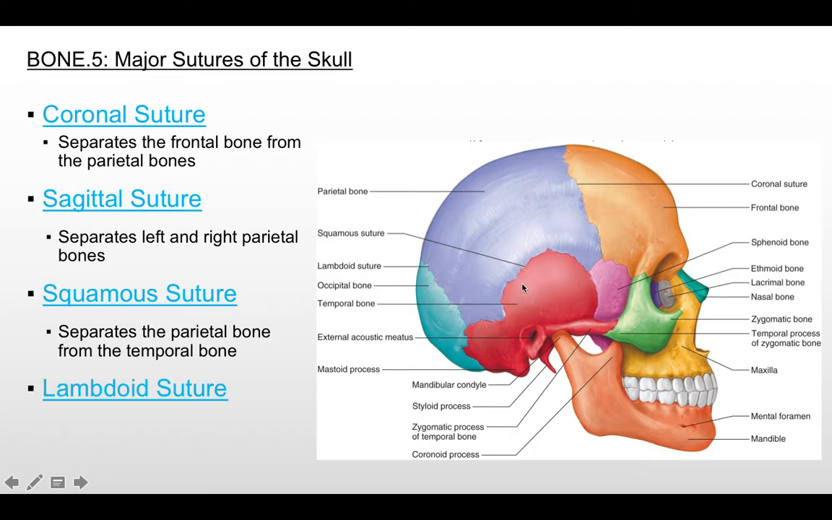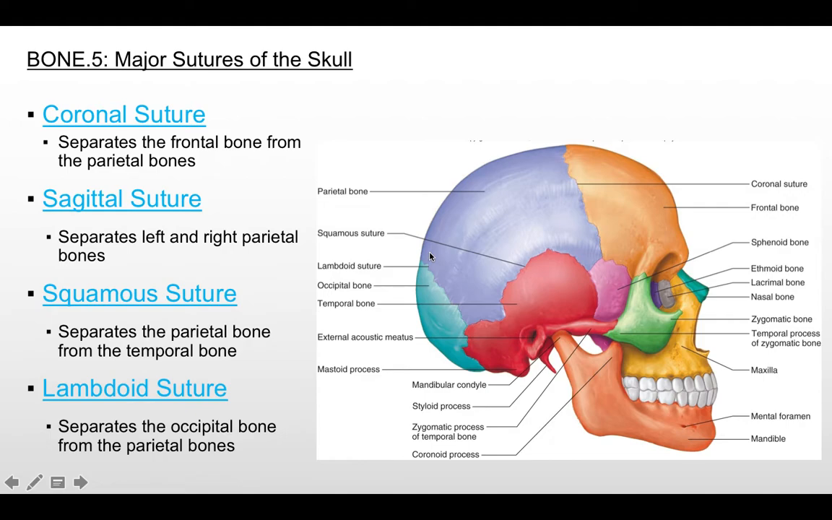And then lastly, the lambdoid suture separates the occipital bone from the parietal. So all four of these border the parietal bone: sagittal, coronal, squamous, lambdoid, if you need that as a point of reference.